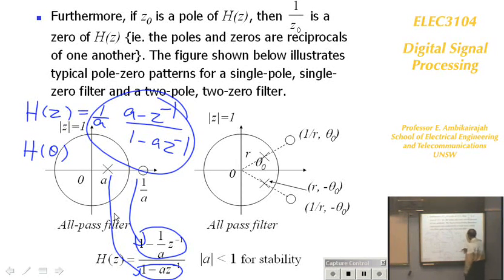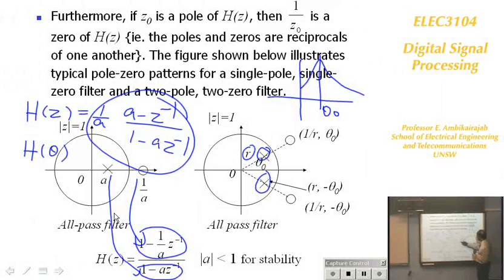Same condition here. Where is the pole? Here we have a resonant pole, peaking somewhere at theta naught. I want to cancel that exactly, so I could have a zero reflected outside. If this is R, this is 1 over R at the same frequency. So I could have a zero exactly opposite. When they cancel each other out, you get an all-pass filter.